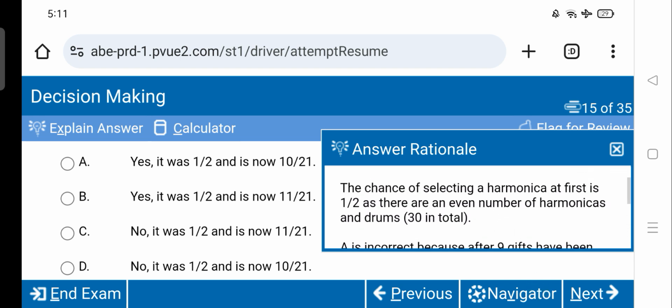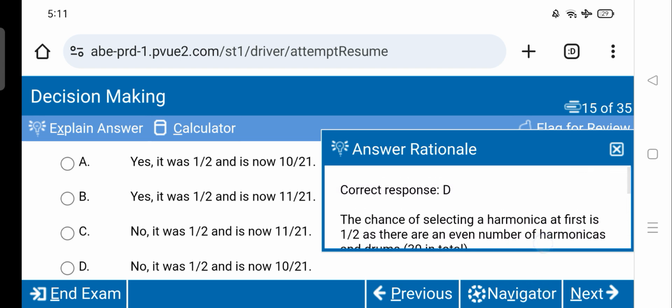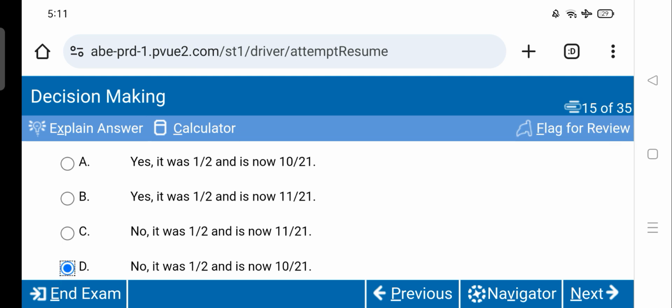So here we have the correct option, option D. That is no, it was half and is now 10 by 21.